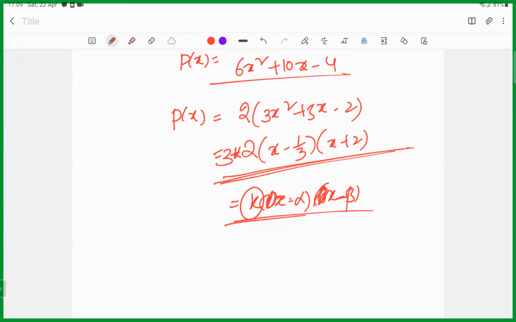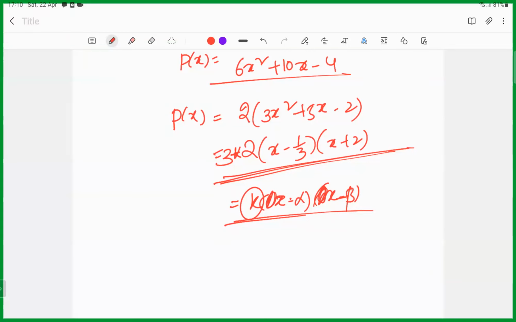Anirudh, can you do it for x square minus 4x plus 4? X square minus 4x plus 4. So, yeah, this is clear, yeah?